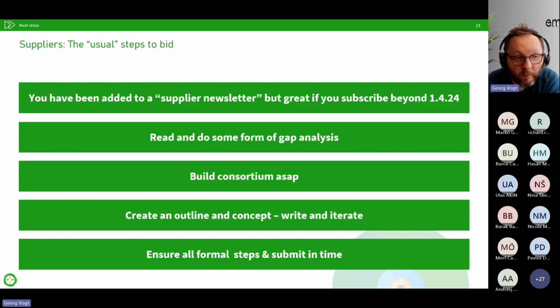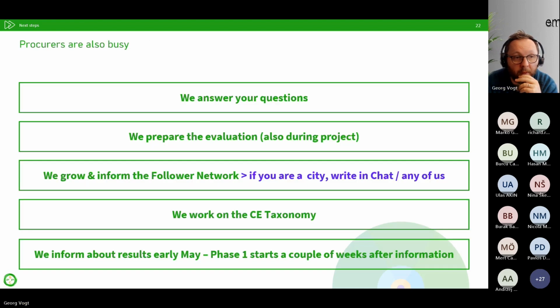So we have added you to the supplier newsletter automatically, which will only be valid until the submission is over. So when, for instance, a question comes up which has been unexpected and all should have the answer to, we will inform you about this. Otherwise, the steps are, as I said last week: read, find the gaps between what you have and what you need, build your consortium, write an outline, and then iterate. Yeah, so you know how to write proposals. Don't need to explain this again.